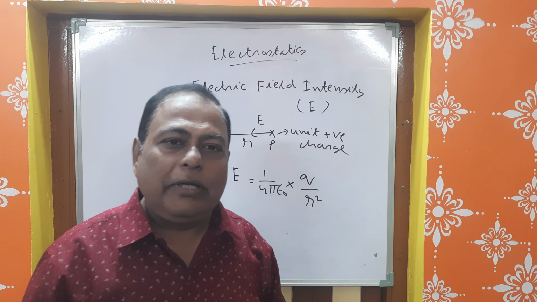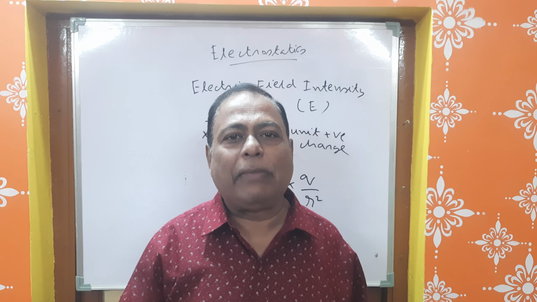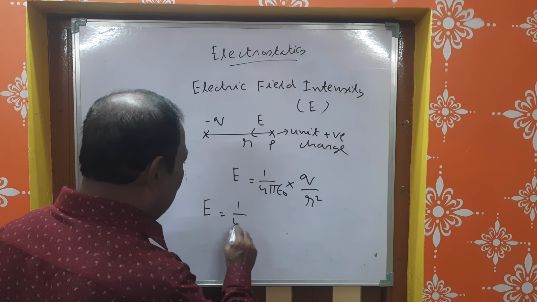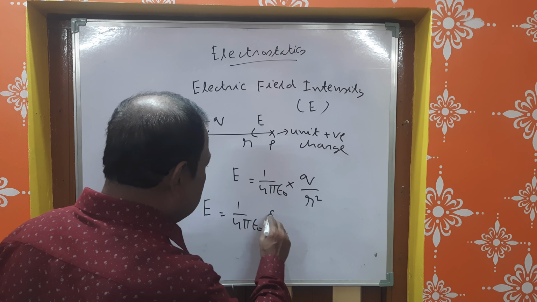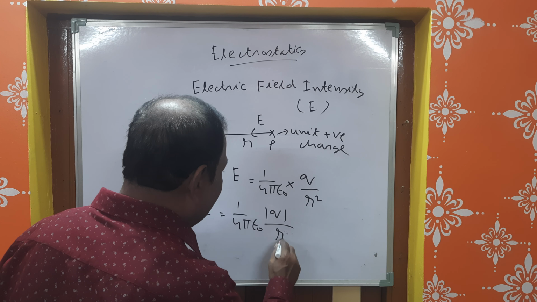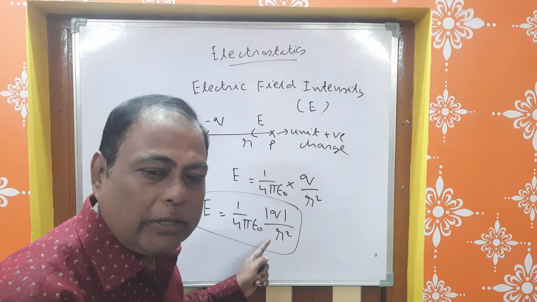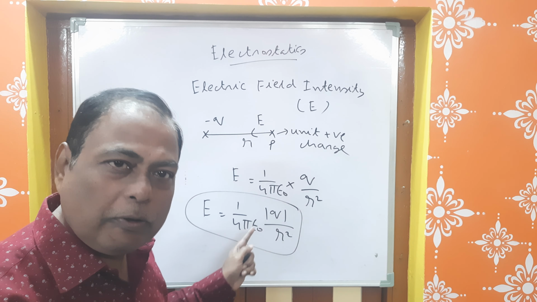So if you don't consider plus charge or minus charge, I should write down the general formula of the intensity equal to what? 1 by 4 pi epsilon 0 charge magnitude by R square. That's the basic formula: 1 by 4 pi epsilon 0 Q by R square. I think all of you are clear? No problem?